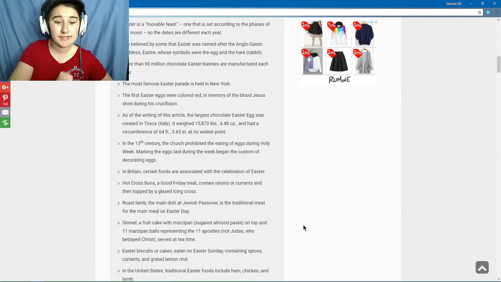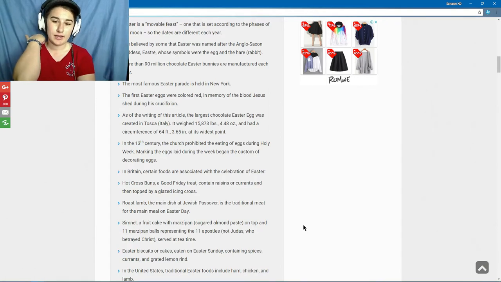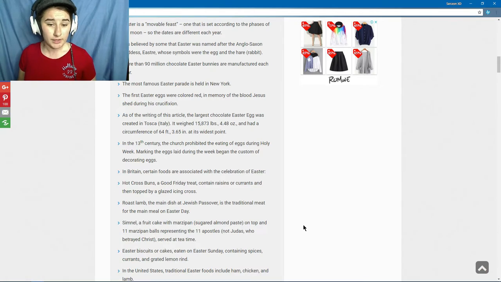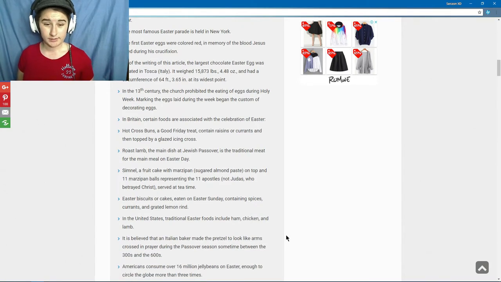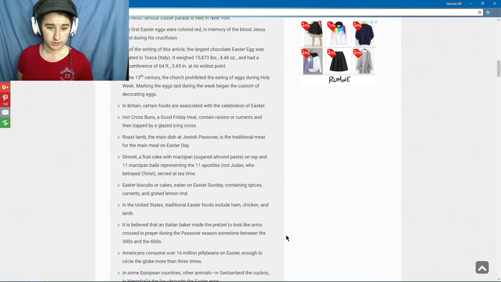In the 13th century, the church prohibited the eating of eggs during Holy Week. Marking the eggs laid during the week became the custom of decorating eggs. In Britain, certain foods are associated with celebrating Easter. Hot cross buns, a Good Friday treat, contain raisins or currants, and are topped by a glazed icing crust. Or you can have chocolate chips in them as well, just saying. Roast lamb, the main dish at Jewish Passover, is a traditional meat for the main meal on Easter Day. It is true.